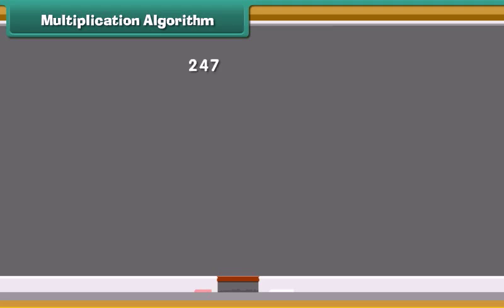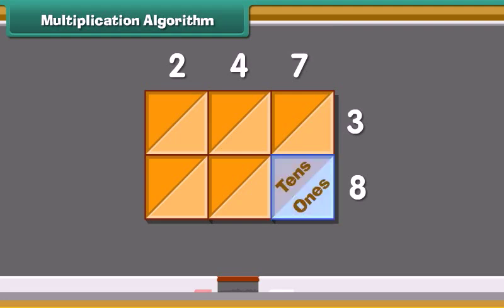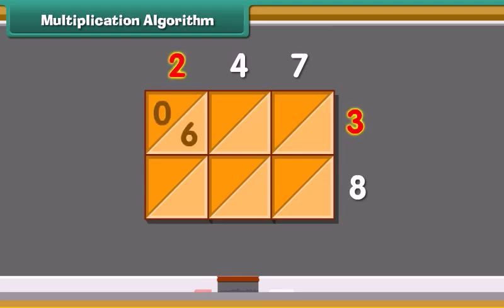Now we will multiply 247 and 38 by lattice algorithm. We will multiply the numbers one by one and write answers in this box. Write tens in tens box and ones in ones box. Firstly, multiply 2 and 3. Answer is 6. Write ones in lower box and tens in upper box. Then multiply 4 by 3. 4 threes are 12. Write answer in the box.